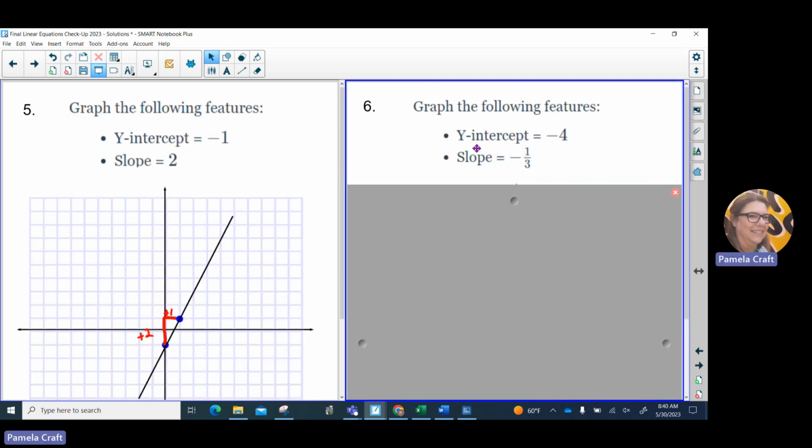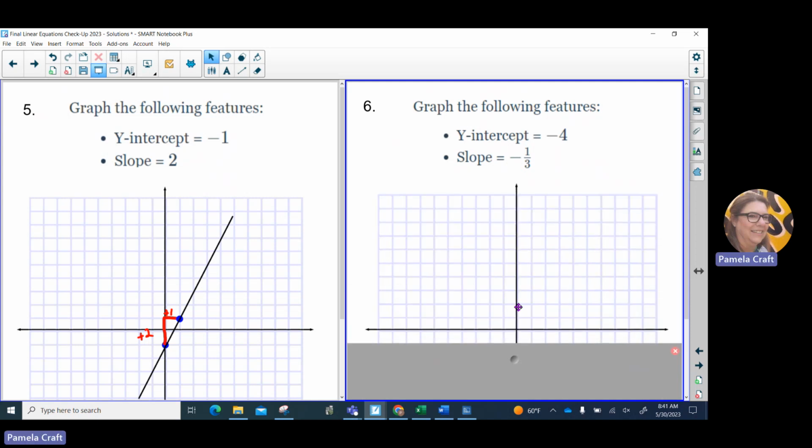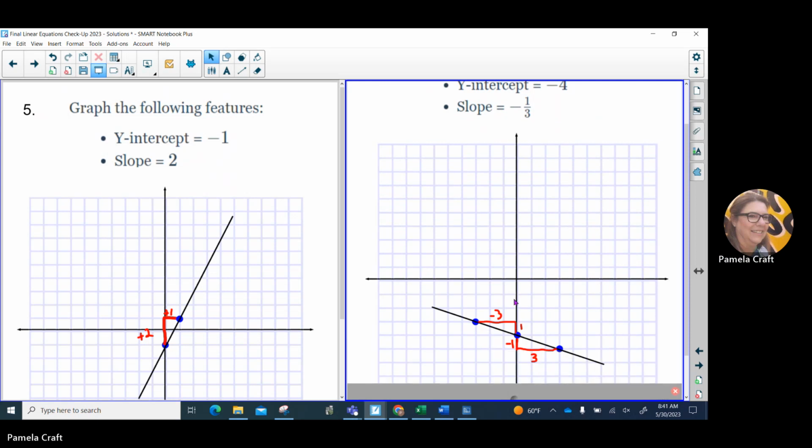Number 6, we want to graph a y-intercept of -4 with a slope of -1/3. Again, if that slope is negative, your line has to be going downhill. So I'm going to plot a point at -4. So I'm going down 1, 2, 3, 4, plot that point. If my slope is -1/3, I can go down 1 and right 3 for another point, or I could go up 1 and left 3 for another point. Either way, you're going to get a -1/3. And drawing your line again, it should be going downhill.